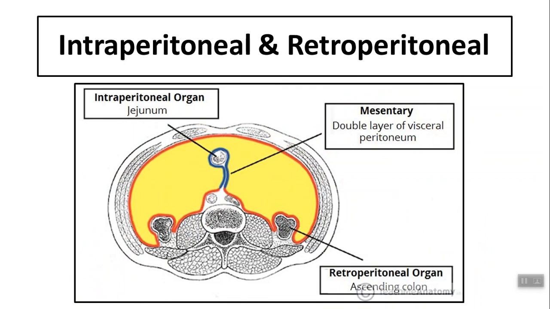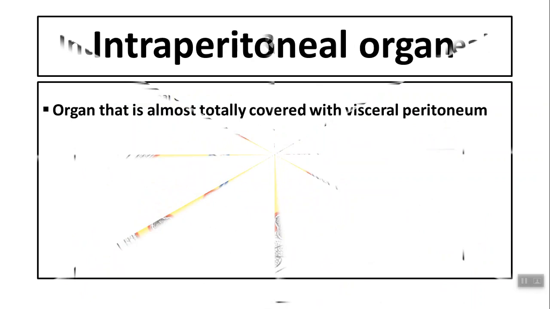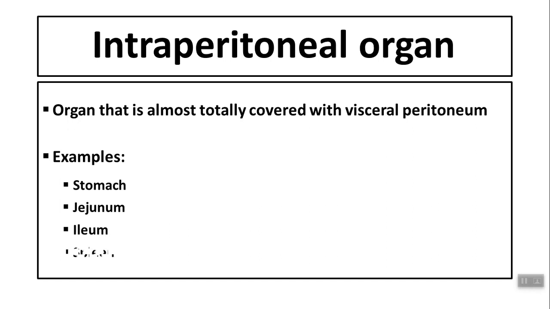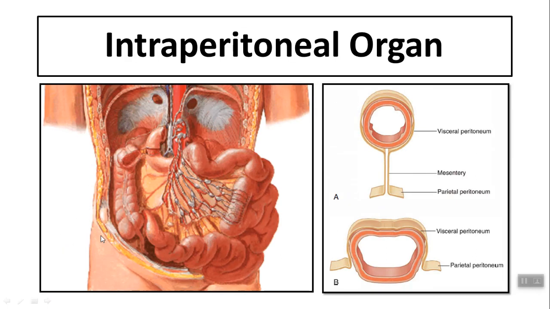Intraperitoneal and retroperitoneal. What are these terms referring to? Intraperitoneal: we can say that an organ is intraperitoneal when it is almost totally covered with the visceral peritoneum, that is, from all its sides it's covered by peritoneum. Examples of these organs are the stomach, jejunum, ileum, and spleen. All these organs are covered by peritoneum from all sides.